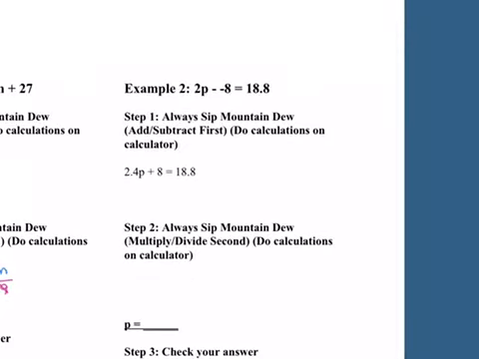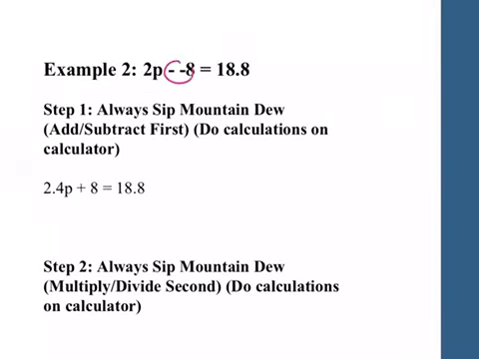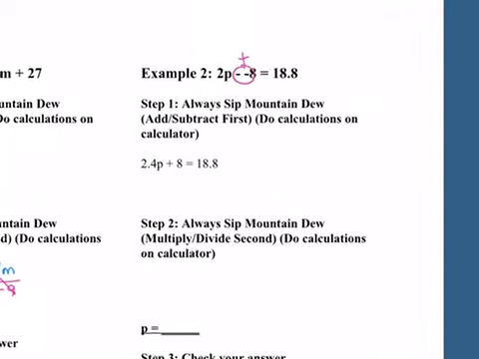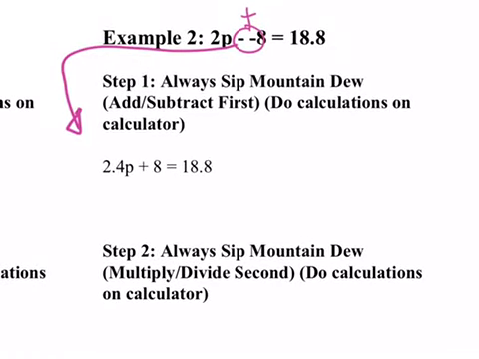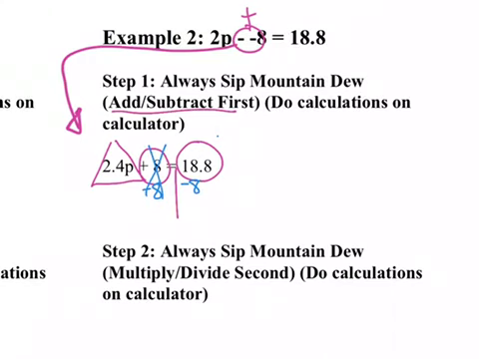On example 2, it starts up here with minus negative, and so remember we cancel those out, turns into a plus sign, which is what's written down here. So 2.4p plus 8 equals 18.8. So add or subtract first. So again, I can't get rid of the 2.4p, it's my only variable. Can't get rid of this because then my whole equation would be ruined. So I'm going to say -8, so that can cancel this guy out. Then I get 10.8 and bring that 2.4p down.